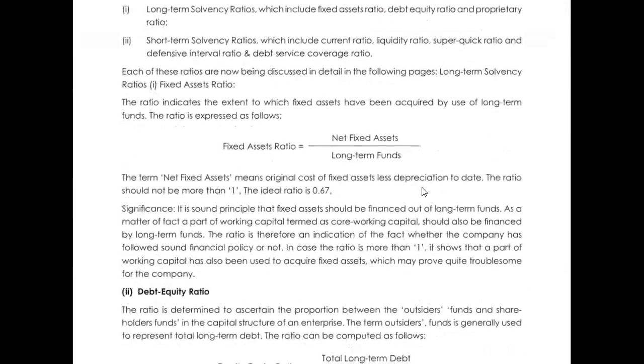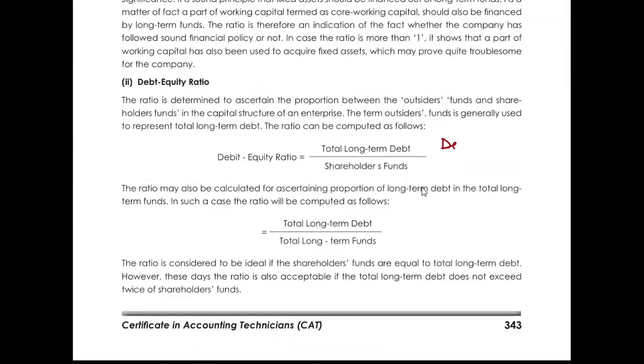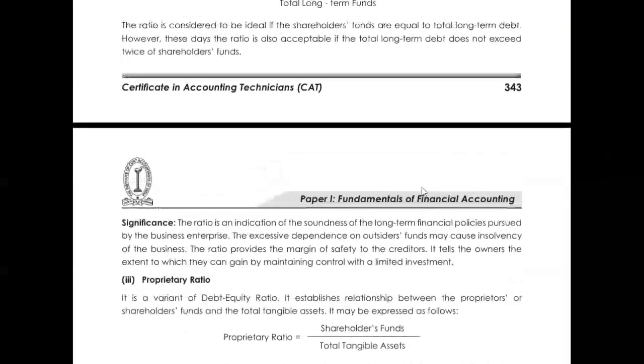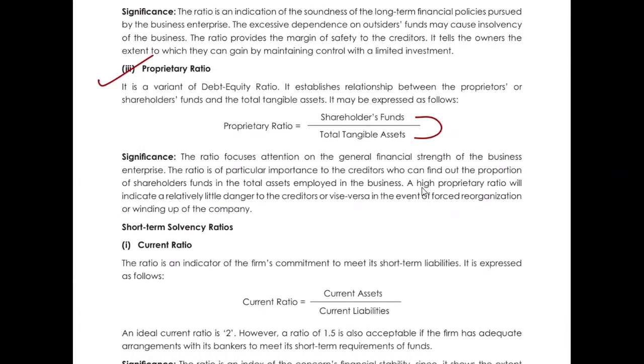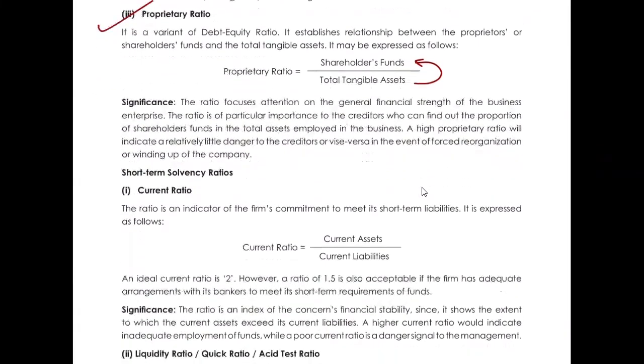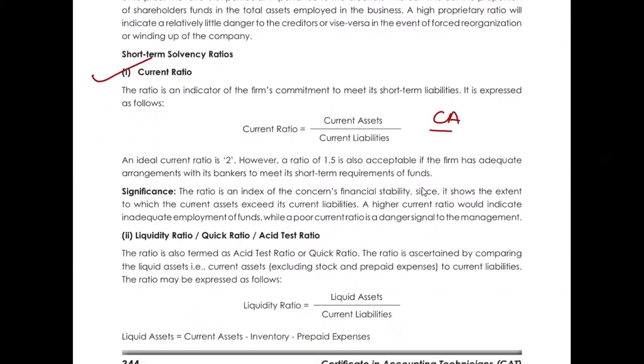Then we had some financial ratios, that is the fixed asset ratio, which is your fixed assets divided by the long-term funds. Okay, the debt equity ratio is your debt divided by your equity. As I said, the shareholder fund divided by your long-term debt. Then we have the proprietary ratio, that is how much tangible fixed assets is financed by your shareholder fund. Then we have the short-term solvency, current assets divided by current liabilities. This is a very, very important ratio from the examination perspective. That is the current ratio.